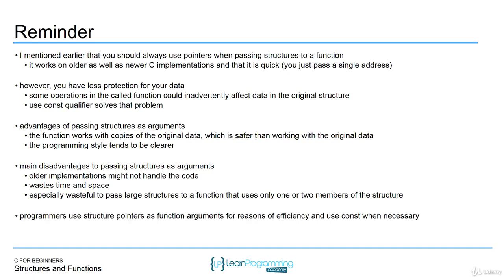Programmers use structure pointers as function arguments for reasons of efficiency, and they use const when necessary. And this is the combination that you want. If you're worried about the protection, just use the pointer for efficiency, and then use the const so nothing gets screwed up inside the function. Just like really normal pointers, more or less. But with structures, efficiency is even more important because of large structures. Passing structures by value is most often done for structures that are small. Those are the rules you want to think about. It's okay to pass a structure that's not a pointer as long as it's small.